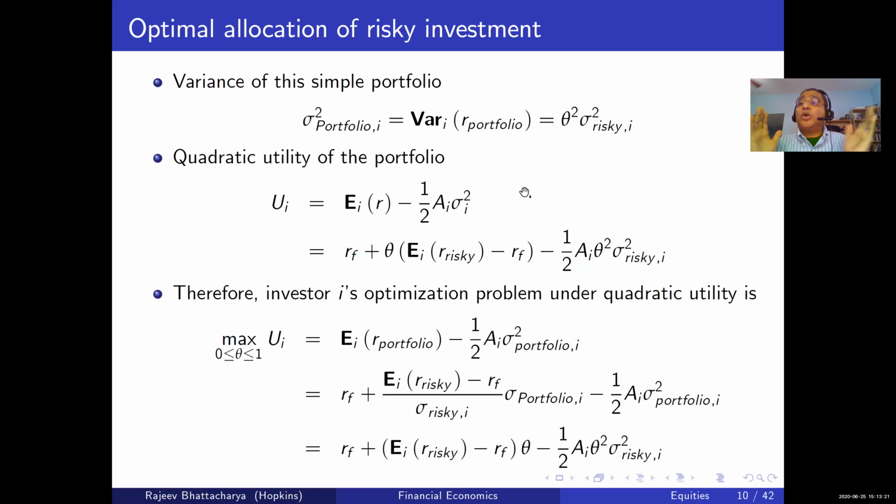Okay, remember what we said earlier: the higher the return, the better the investor; the higher the volatility, the worse off the investor. How do we trade those two off? That's where the quadratic utility gives us a very simple trade-off, the A_i parameter.